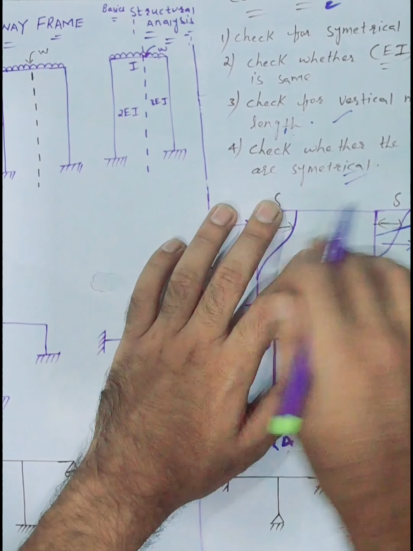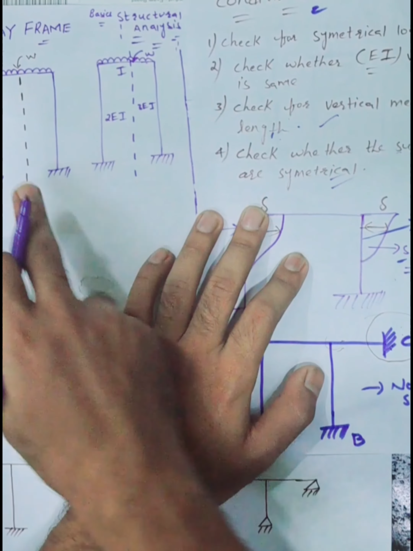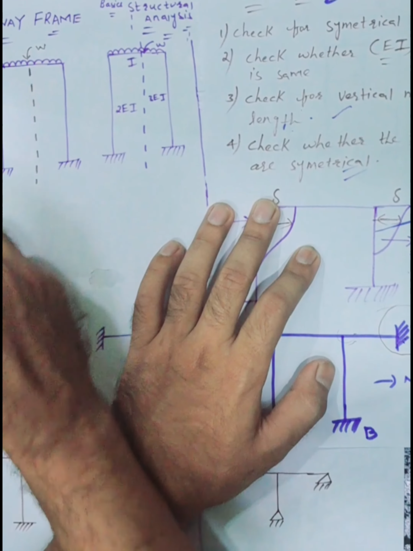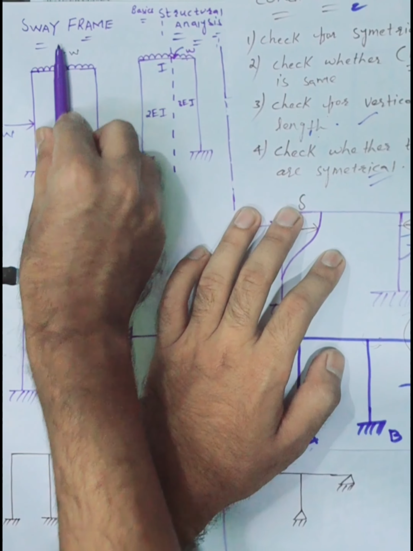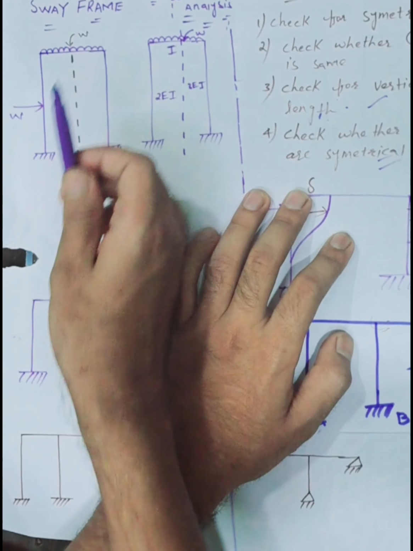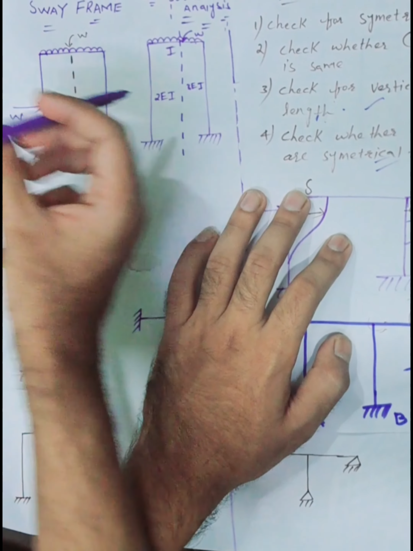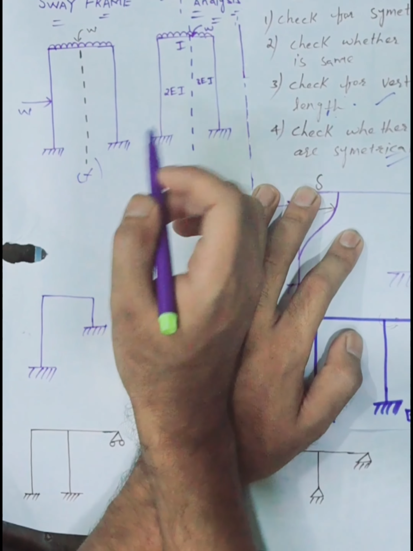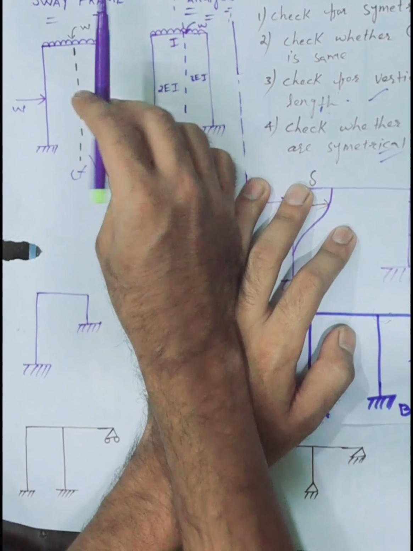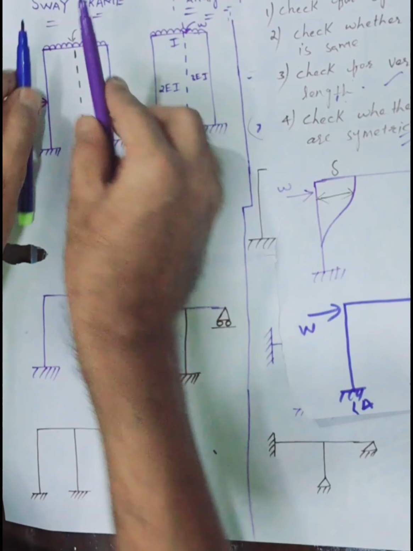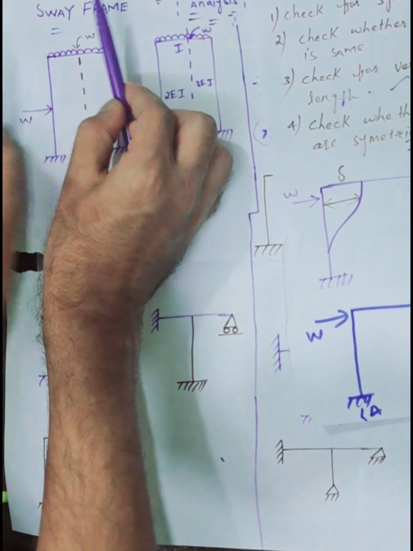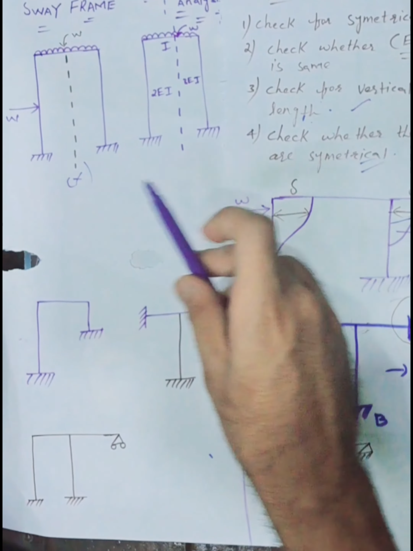Okay, in sway frames. Check for symmetrical loading. Is there symmetrical loading? No. If we cut the section, बीच से अगर काटते हैं सेक्शन को तो लोड यहाँ से एक्ट हो रही है, तो ये कंडीशन सेटिस्फाई नहीं कर रहा है. इसका मतलब कि ये स्वे हो जाएगा, मतलब कि डिफ्लेक्ट हो जाएगा. ओके, गिर जाएगा, स्ट्रक्चर गिर जाएगा, कॉलम्स गिर जाएंगे.